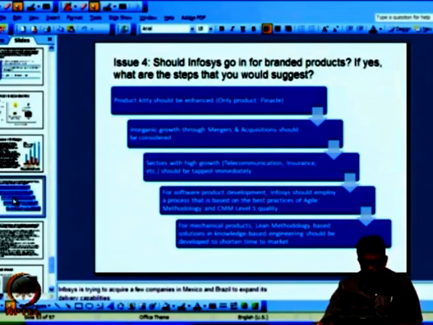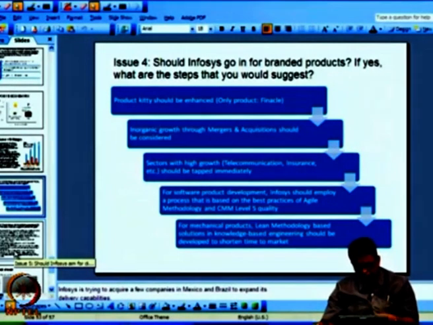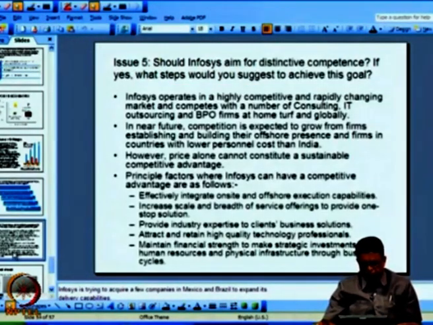So, what are the steps suggested? Inorganic growth through mergers and acquisitions, then sectors with high growth to be tapped immediately. Then for software product development, should employ a process based on best practices of agile methodology and CMM level 5 quality. Then for mechanical products, lean methodology based solutions in knowledge based engineering should be developed to shorten time to market. Should Infosys aim for distinctive competence?